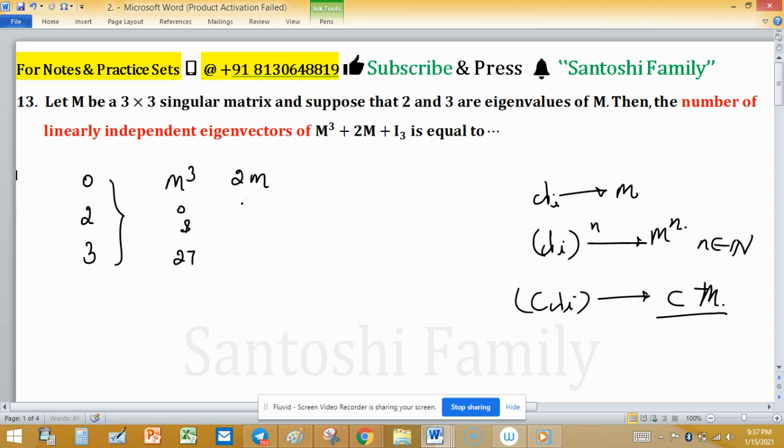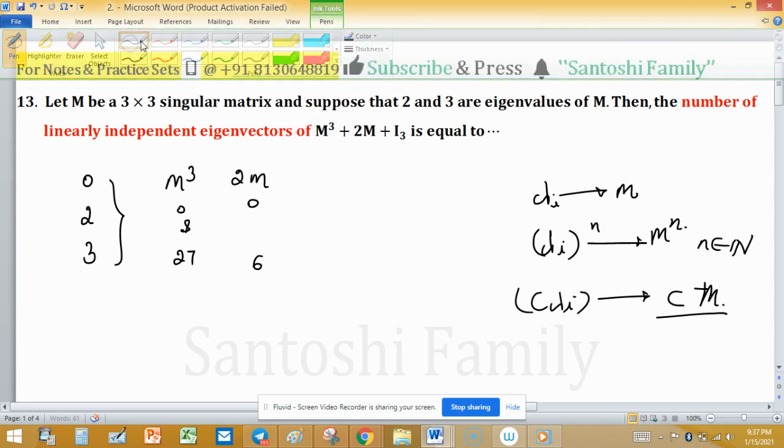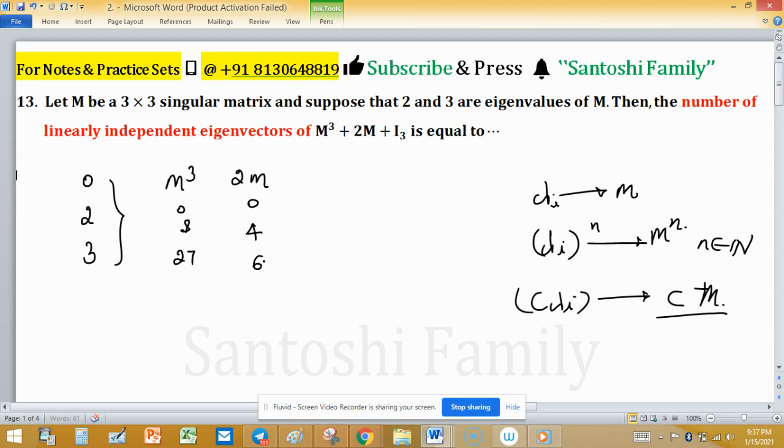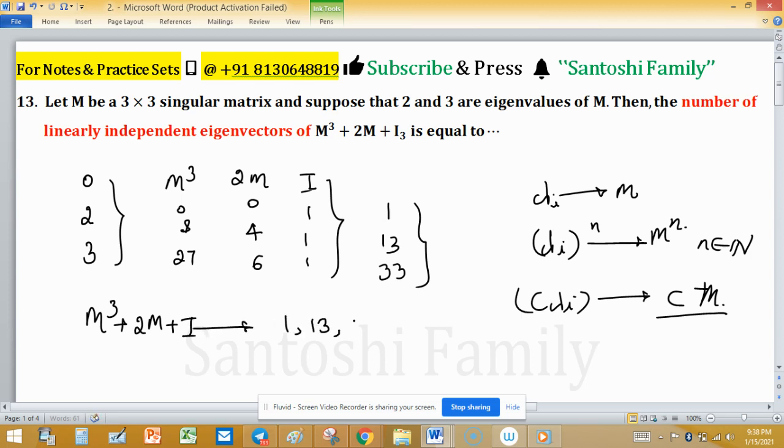Eigenvalues of 2M will be 0, 4 and 6, and eigenvalues of the identity matrix we know are 1, 1, 1. So eigenvalues of the sum will be 1, 13 and 33. These are distinct eigenvalues of M cubed plus 2M plus the identity matrix. Eigenvalues of this matrix are 1, 13 and 33.